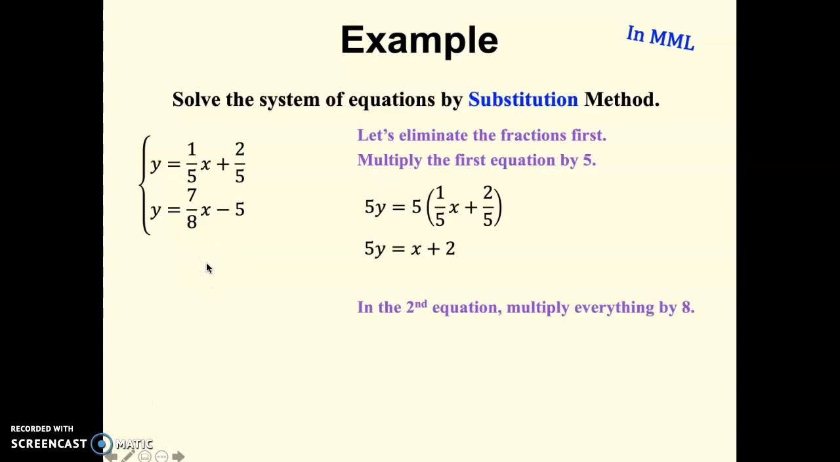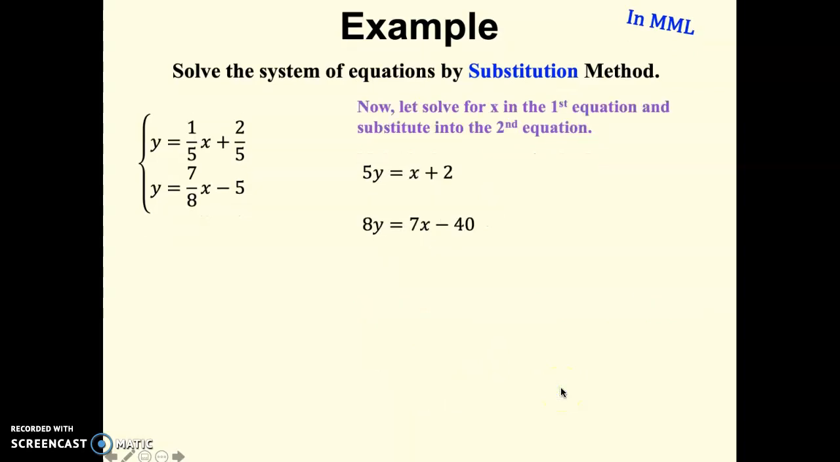In the second equation, I see division by 8. So I'm going to multiply everything by 8. When I take 8 times 7/8, I get 7x. When I take 8 times -5, I get -40. So now I have two equations and the fractions are eliminated. Let's just focus on those two equations now. Okay, so I'm looking at the two equations and I'd really like to find a variable in either equation that has a coefficient of 1. And I see it right here.